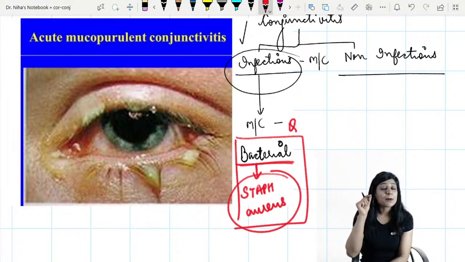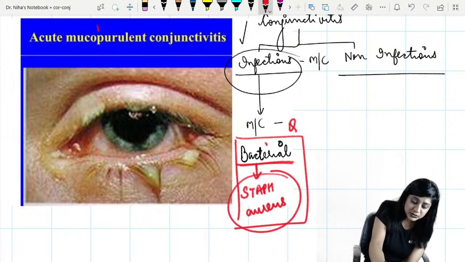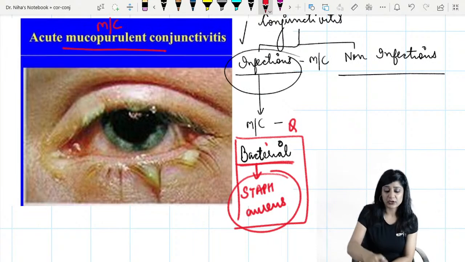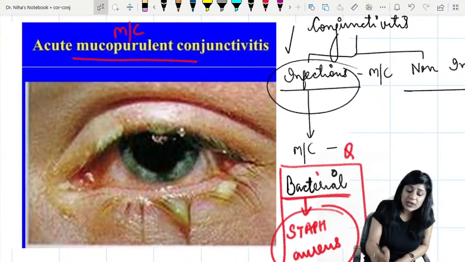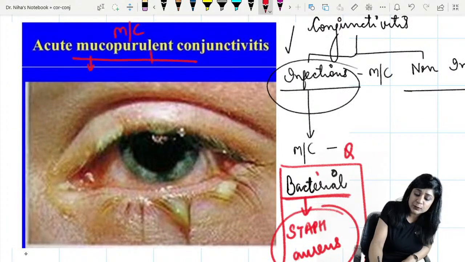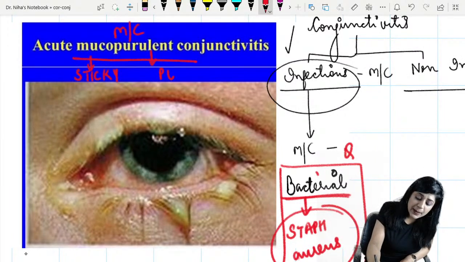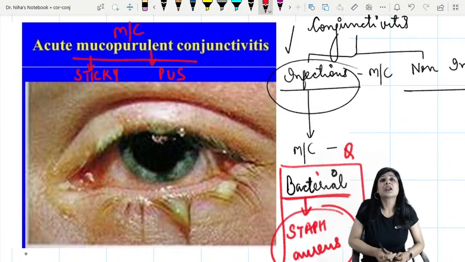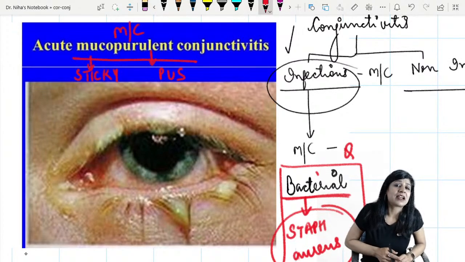Now when I talk about bacterial conjunctivitis, what is the most common type? The most common type of bacterial is the mucopurulent. So there are so many most commons that you have to remember. Now when you talk about muco and purulent, muco means sticky and purulent is the pus. So we have the acute mucopurulent conjunctivitis, that is most common.